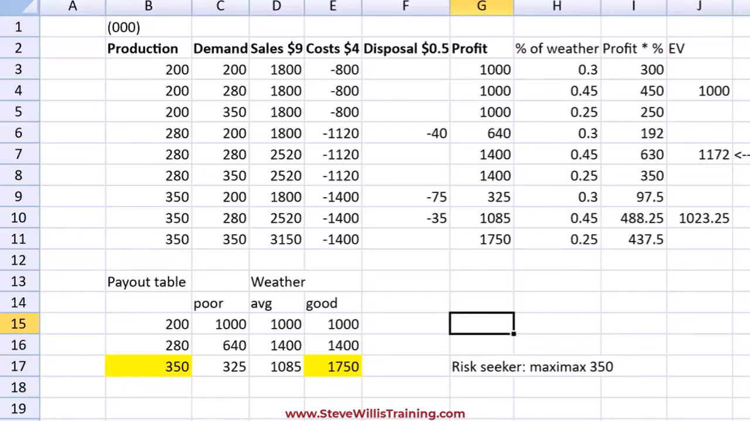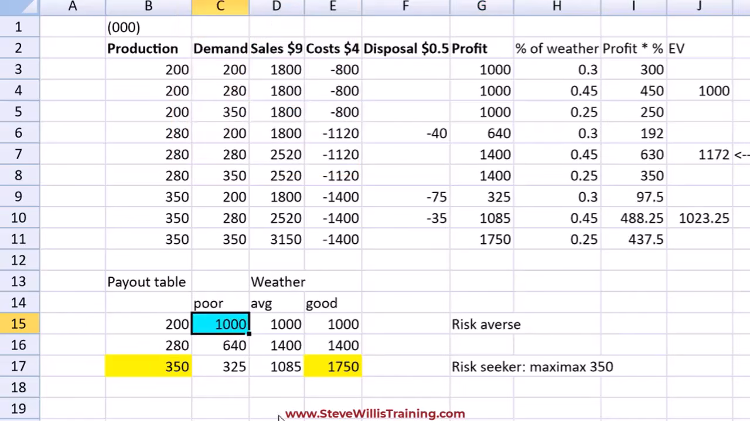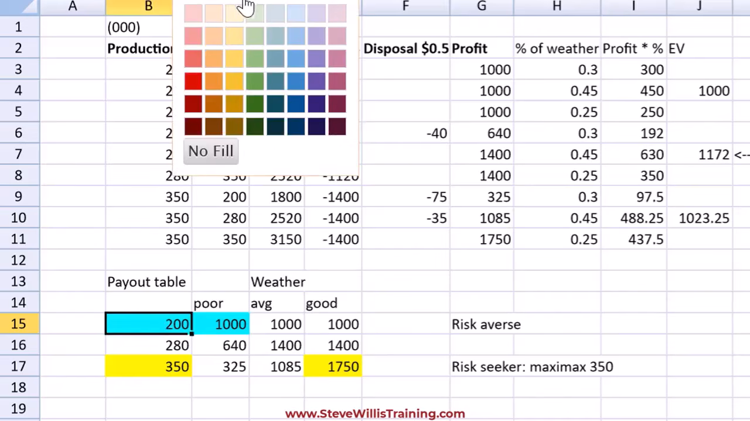Okay, now the risk averse decision maker, they are the most cautious. Now they're going to assume worst case scenario. Worst case scenario would be poor weather. They're going to ignore the upside of risk. And if the weather were poor, they would want to earn 1,000. So the risk averse decision maker would produce the 200.